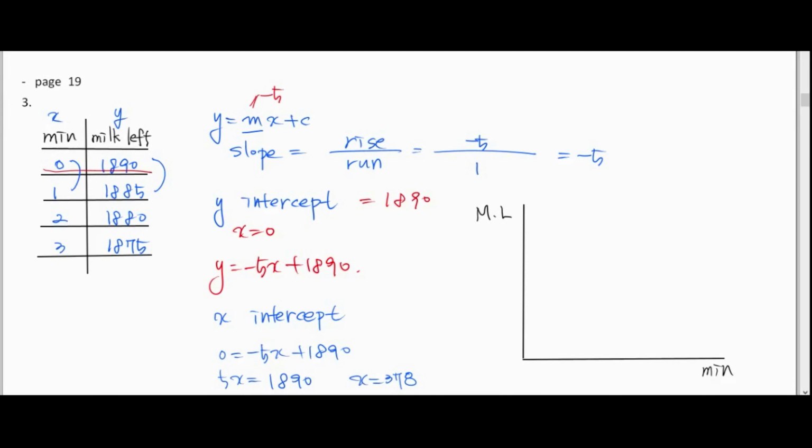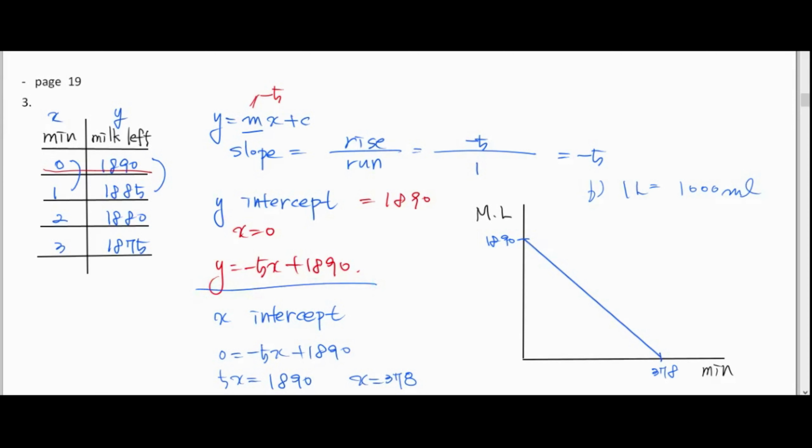And now let's draw the graph. x is 378, and y is 1890. If we just connect these two using one single line, this will be the graph of this equation. And B asks, how long should time pass for the milk left to be 1 liter? Until now we used milliliters, but because this is in liters, let's change the unit first. Because 1 liter is 1,000 milliliters, we can change it like that.